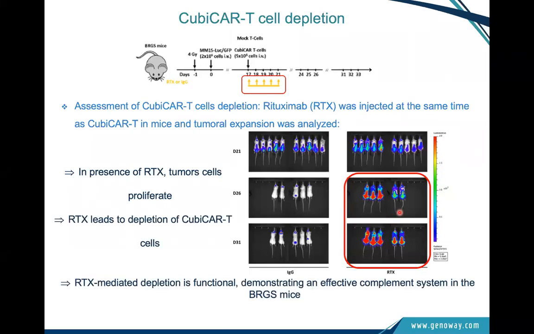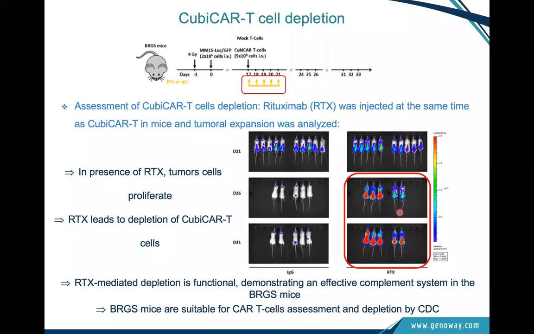That CAR T depletion works because the complement cascade in these mice is indeed functional, whereas in the NSG mice, those mice are on an NOD background, and in any NOD mice, the C5a gene is knocked out, so you have no complement cascade which is functional.